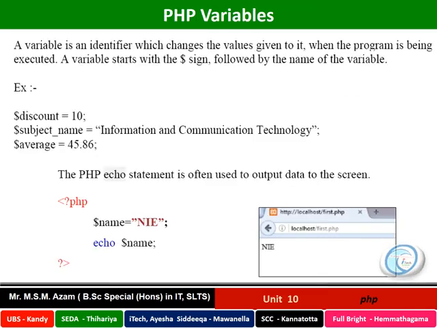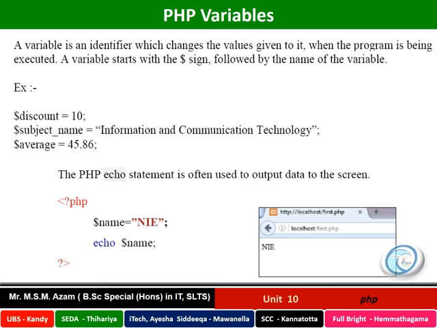Next, we have to talk about PHP variables. Let's see the definition of variable. A variable is an identifier whose value can change while the program is being executed. That means when a program is being executed, the value given to a variable can be changed. Therefore, we call it a variable. A variable starts with the $ sign followed by the name of the variable. That means when you declare a variable, you have to declare it with the $ sign first. After that, you have to give the name for that variable.